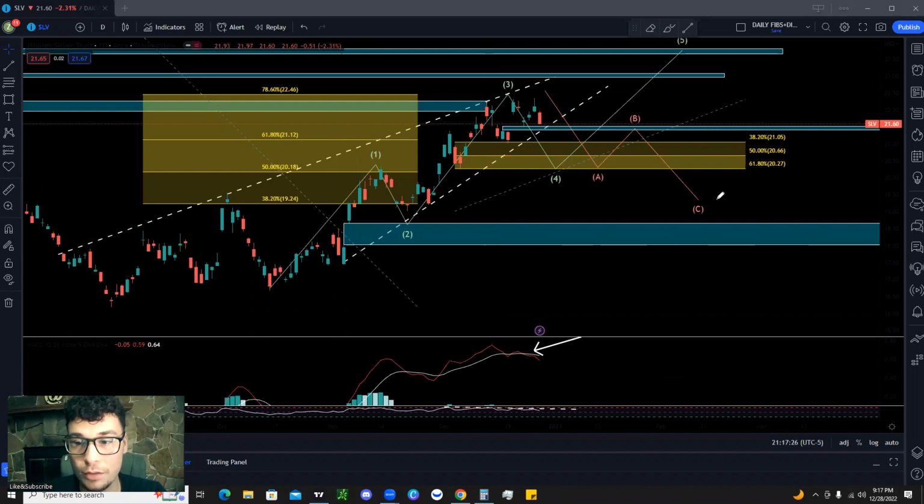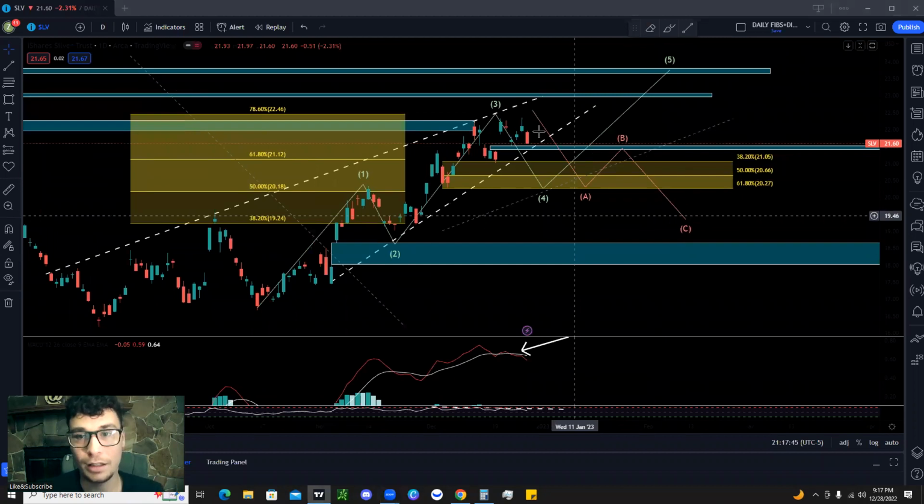If we break through those levels, then we're going to see an ABC move to the downside and potentially fill this gap down here on silver. This gap in particular starts at about 18.68 and goes all the way down to 18.03. So we'll just call it gap fill at 18. Currently, silver is at 21.60, so that would be a pretty sharp move to the downside.